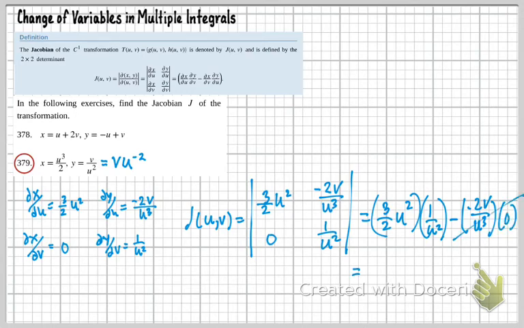Now this is going to go away because it's times 0. So we end up with 3 over 2. And then these u squareds also cancel here when I multiply. So I get 3 over 2 minus 0, which is just 3 over 2. So there's our Jacobian of the transformation, which is this here, my x equaling u plus 2v, and my y equaling negative u plus v.